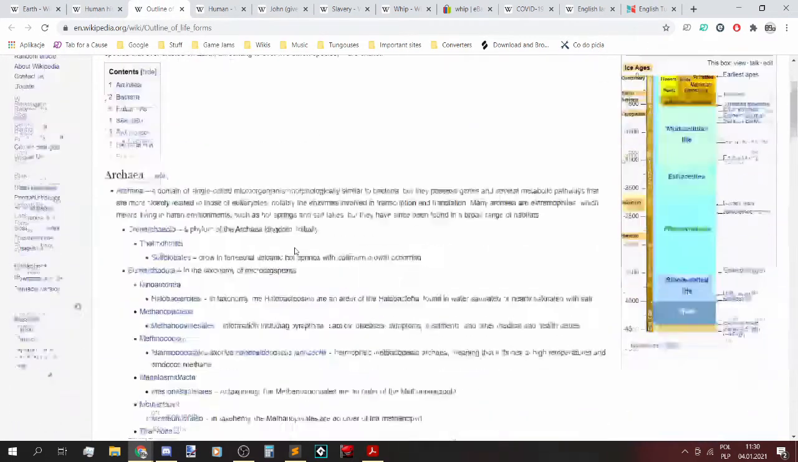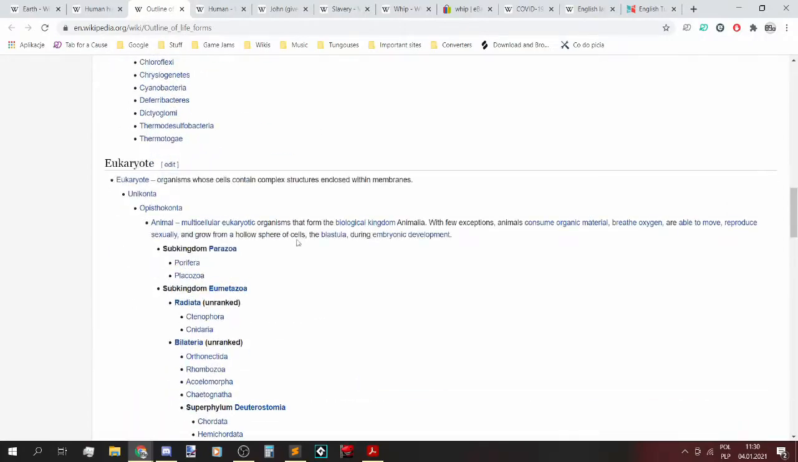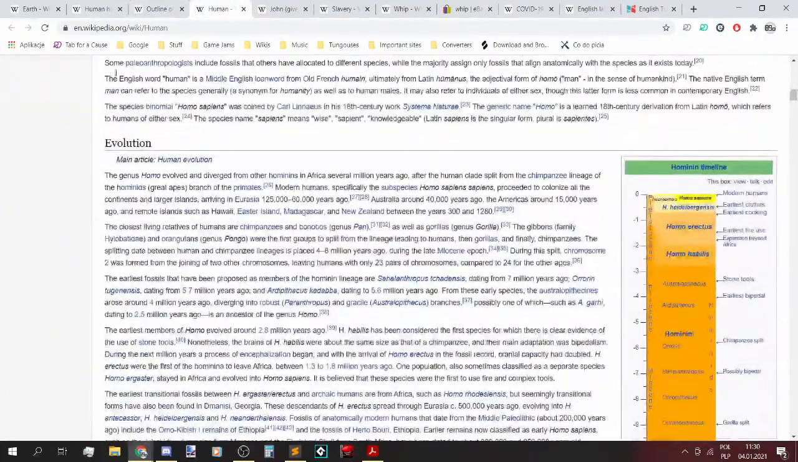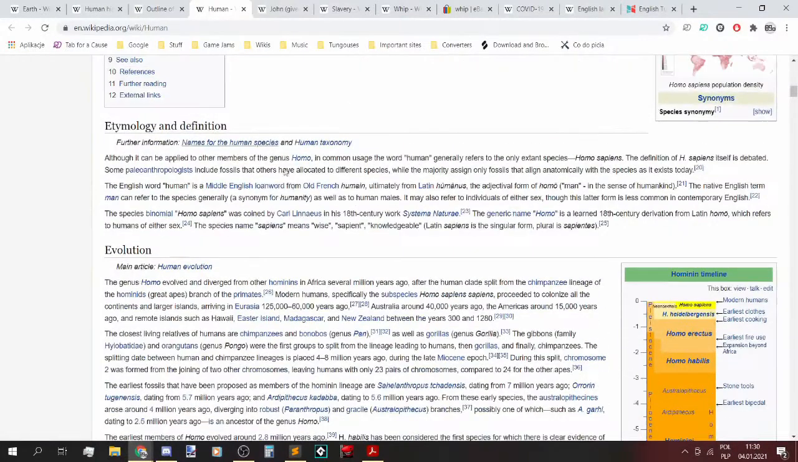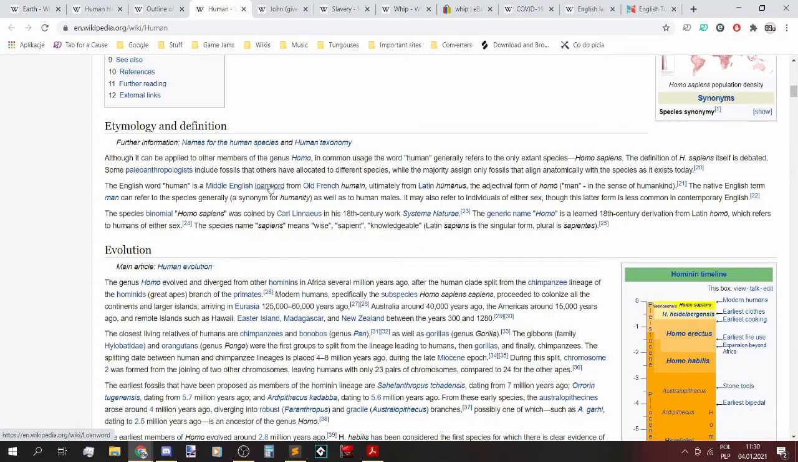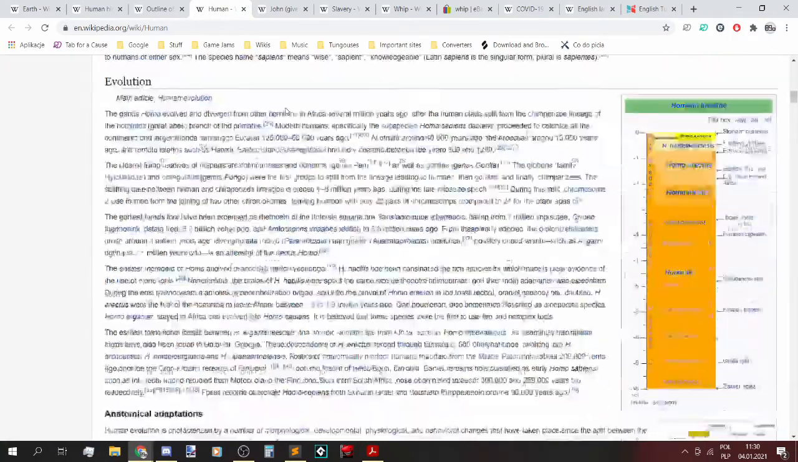Next up, the outline of life forms on planet Earth. You know, the typical stuff, human. Make sure to read all this very carefully, and anything that you don't understand, remember to just check it. There's probably going to be a link to another Wikipedia webpage.